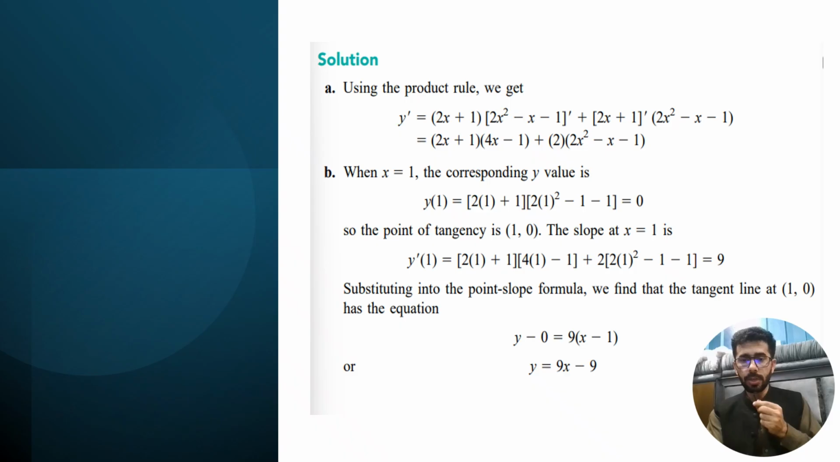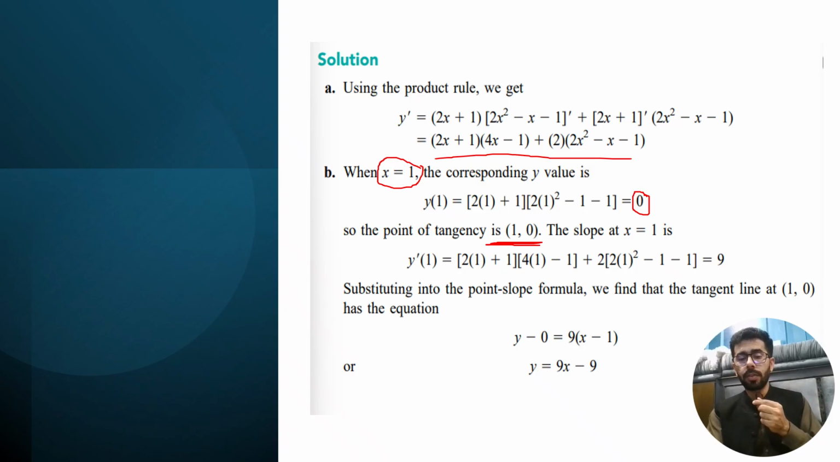So first we use the product rule, and this is the answer that we got. Then we need to find the tangent line at x equals to 1. So we need to confirm that what value of y we get when we put x equal to 1. We put x equal to 1 in the original equation and we get 0. That means the point at which we need to find the tangent line is 1 comma 0. So x value is 1, y value is 0.